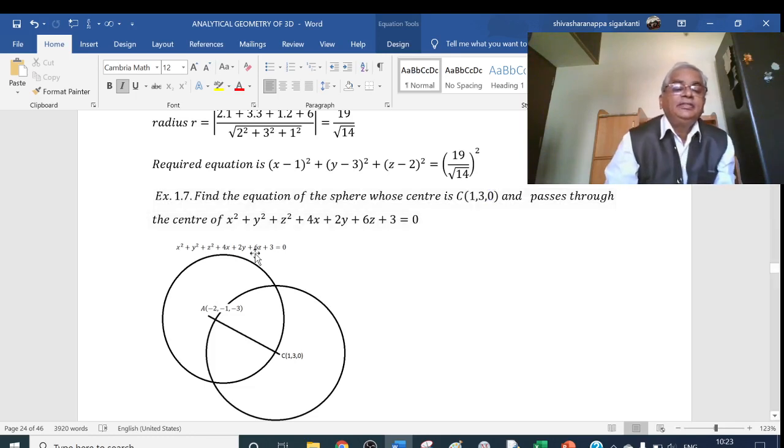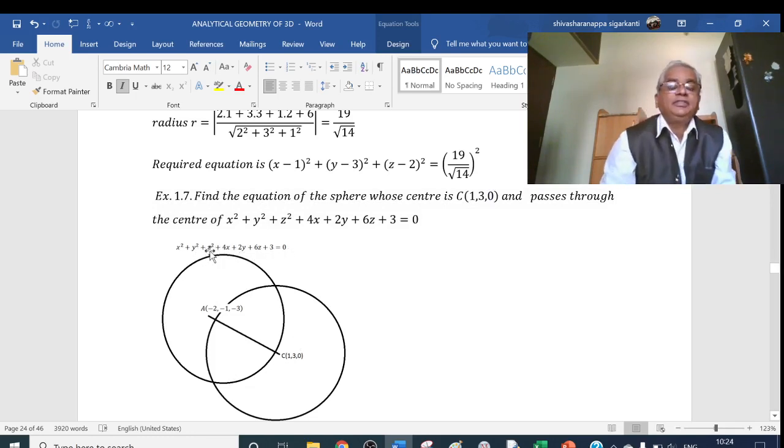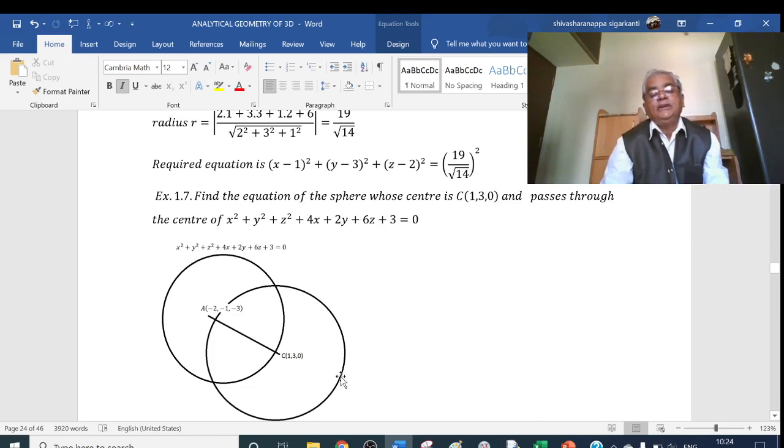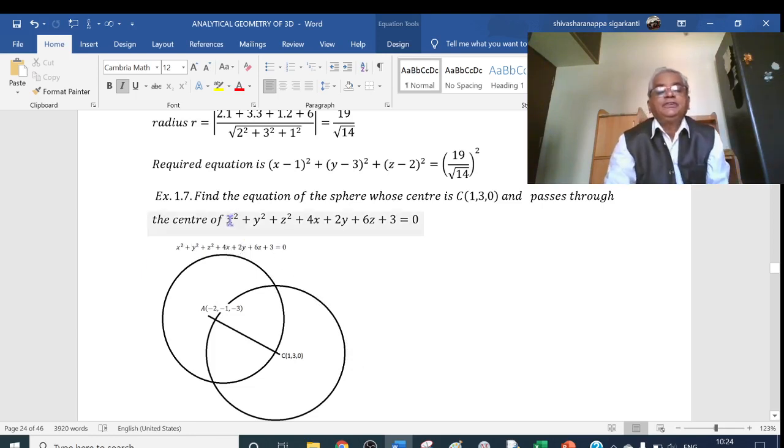See here, this is one given sphere whose equation is x squared plus y squared plus z squared plus 4x plus 2y plus 6z plus 3 equal to 0. This is the given sphere, and this is my sphere. So I have to find the equation of this sphere. Given that the center of my sphere is (1, 3, 0). It is also known that my sphere passes through the center of this sphere. Then what is the center of this sphere? See, this is the equation of the given sphere here.